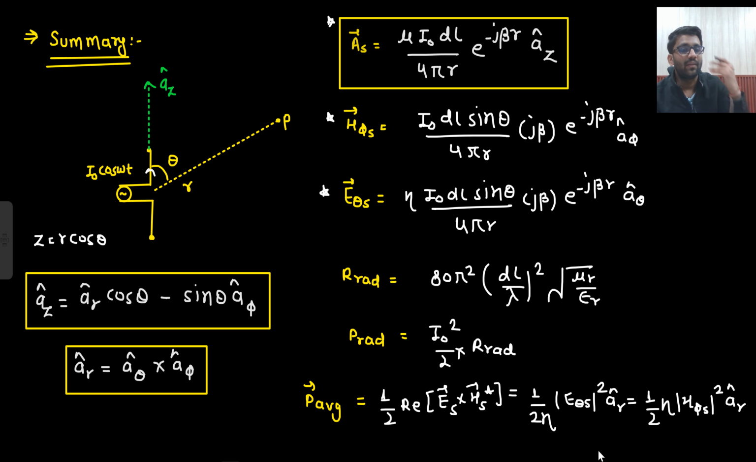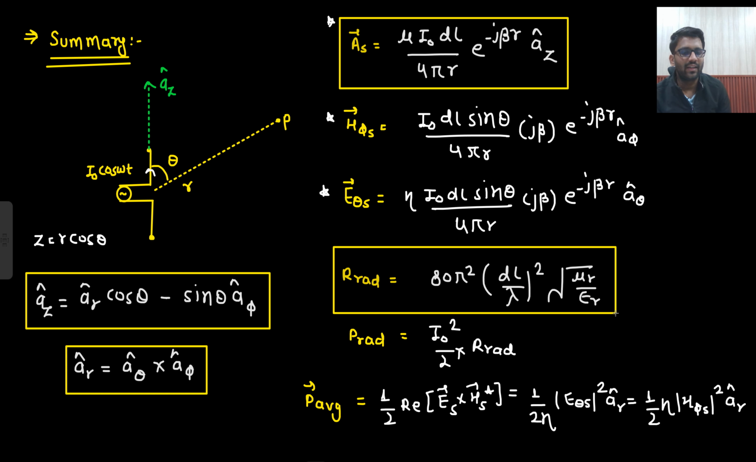If they don't give the medium as free space, usually people write down that R radiated is this. No, this is not correct. This is correct only for free space. But if the medium is something else, then this term will also come into action. So always remember the correct formula of R radiated.